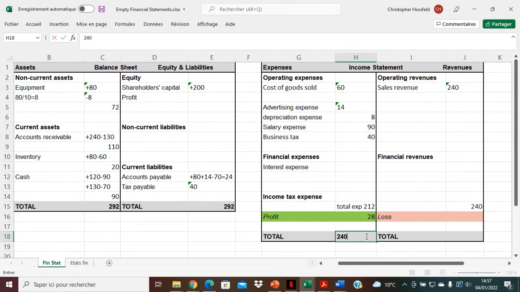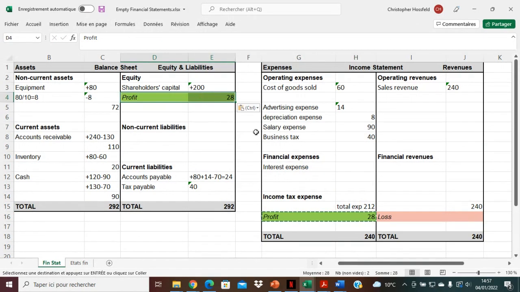And by putting the profit on this side, we see that the income statement is also balanced. So I put the profit here on the left side in order to balance the income statement. But we all agree that revenues are higher than expenses, and therefore there is a profit. And this profit is transferred to equity. Right? And we have the same profit of 28 in equity. And now if I add up the liability side, obviously we find 292. And therefore we are good.